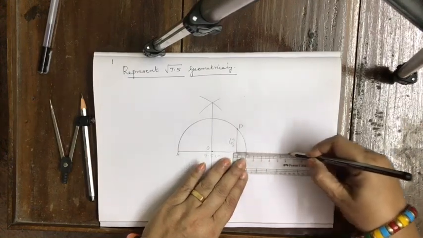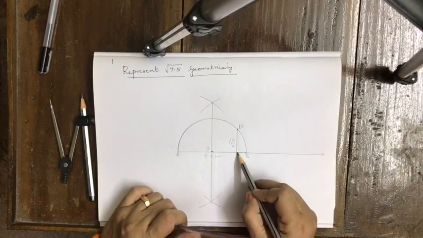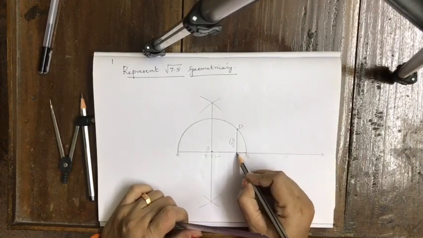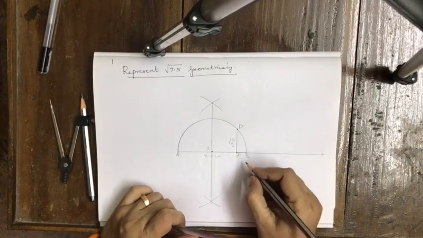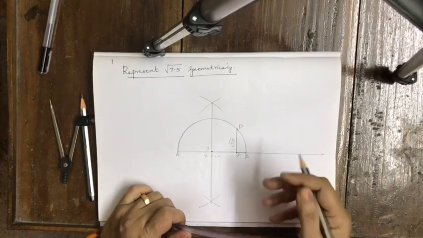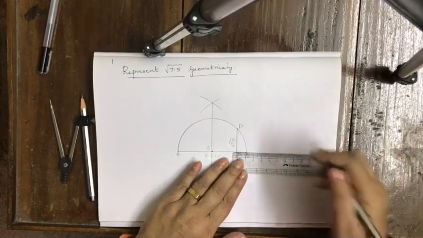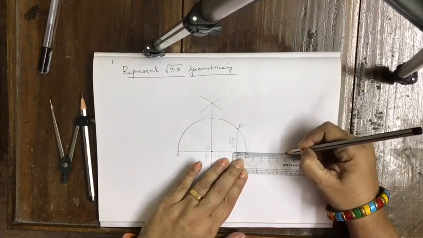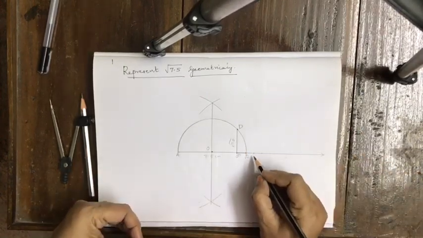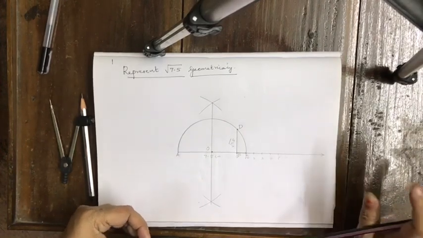Extend BC. You're going to extend it like this. It has become a line now. Since you have started from B, this will be your 0. And C will be 1 centimeter. So like that we can mark. This is 1, 2, 3, 4, like that it is going on. So 2, 3, 4, 5, it is going on.